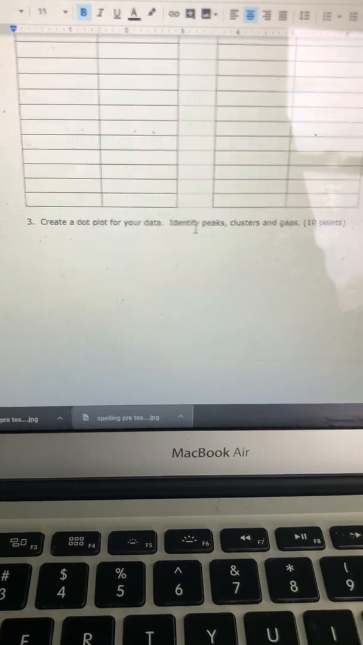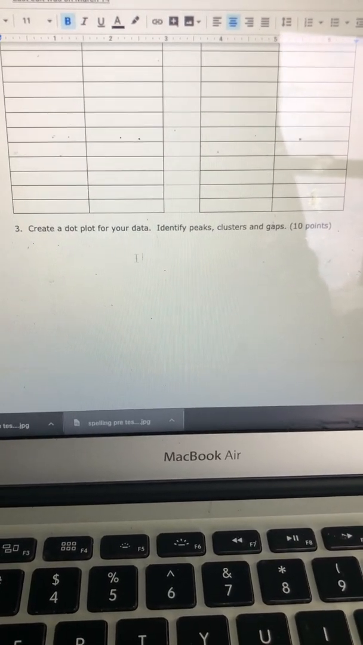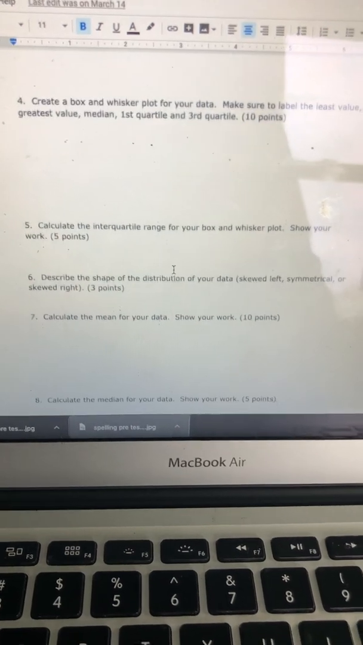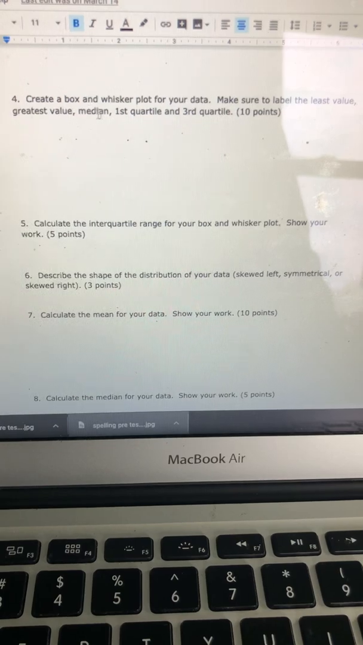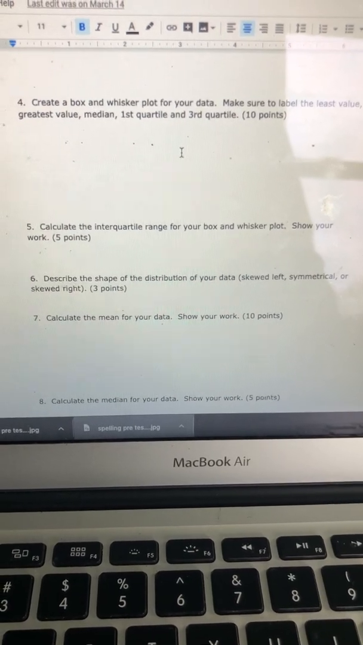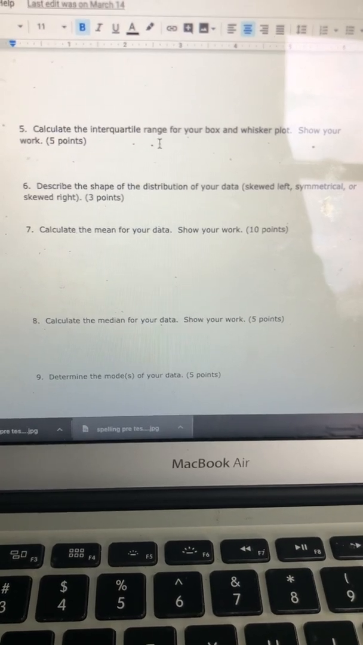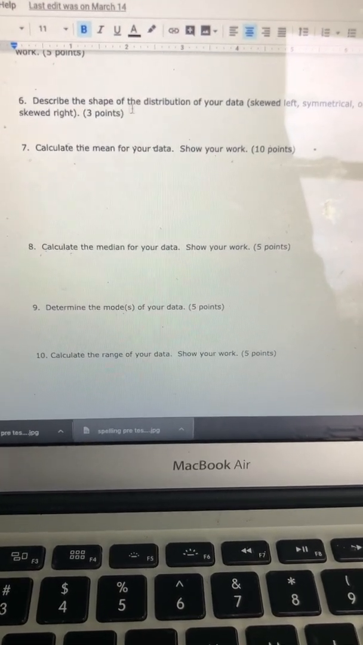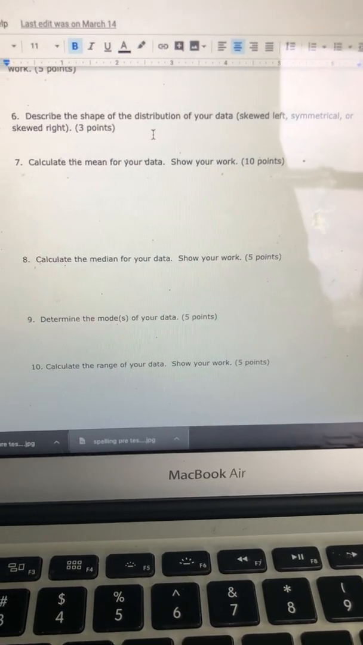Then you're gonna make your dot plot. Make sure you identify your peaks, clusters, and gaps. You can just write that right on your dot plot. Then you're gonna make your box and whisker plot and make sure you label the least value, the greatest value, the median, the first quartile, and the third quartile. Calculate your interquartile range. I talk about that in the video from today. Describe the shape of the distribution, so skewed left, symmetrical, or skewed right. Again, that was talked about in today's videos.